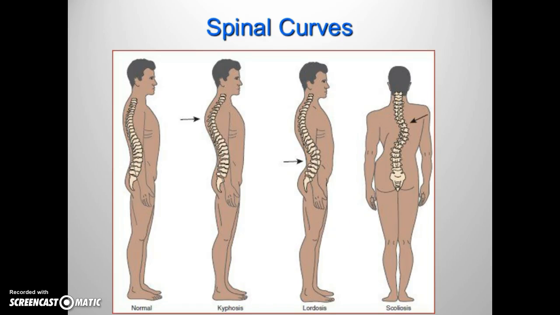So now we'll talk about the general descriptions of spinal curves. You can see in this picture there's a normal spinal curve, which does have a certain amount of kyphosis and a certain amount of lordosis. The second picture shows kyphosis, so that you can see that the thoracic curve is exaggerated. The third picture shows lordosis, where the lumbar curve is exaggerated. And the fourth picture shows scoliosis, which is the lateral curvature of the spine, which we just talked about.